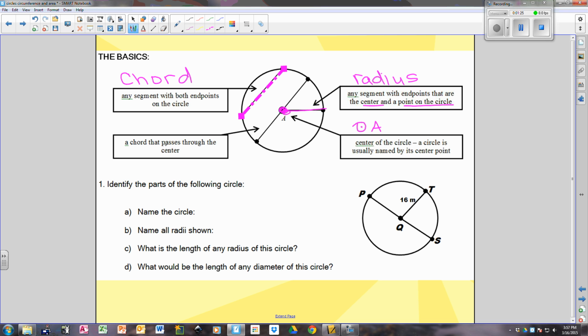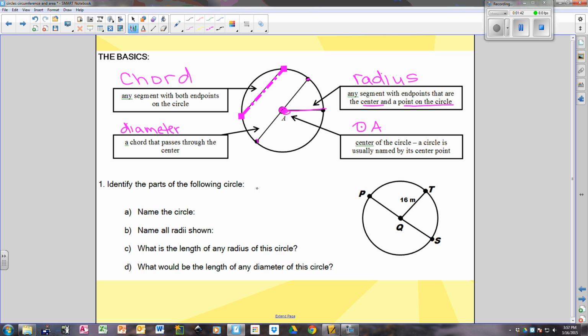And then a chord that passes through the center. So notice it's got the endpoints on the edge, just like the chord does. But this one goes through the center. This is your diameter. So those are your basic parts. There'll be more later, but those are the basics.